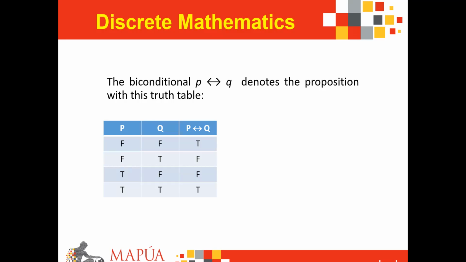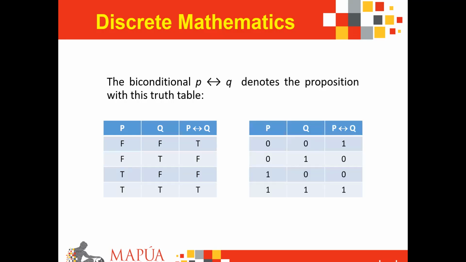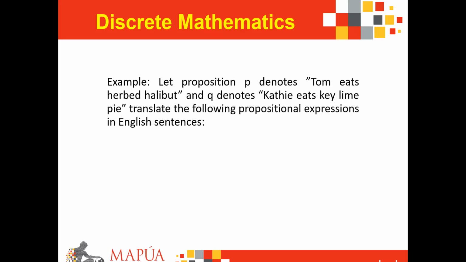This is the truth table depicting the biconditional. Notice that the outcome of the truth table is true only when the truth values are exactly the same, as seen on this logical truth table. This is one such example.